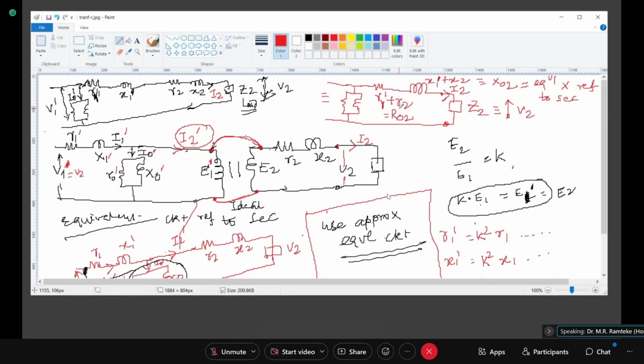Clear? Some tests are to be conducted. No load test and short circuit tests are to be conducted. Just for information, I'm telling you, it is not in your course. No load tests are also called open circuit tests. So you have to conduct that test, and from those test results, you can get these values of R02 and X02.